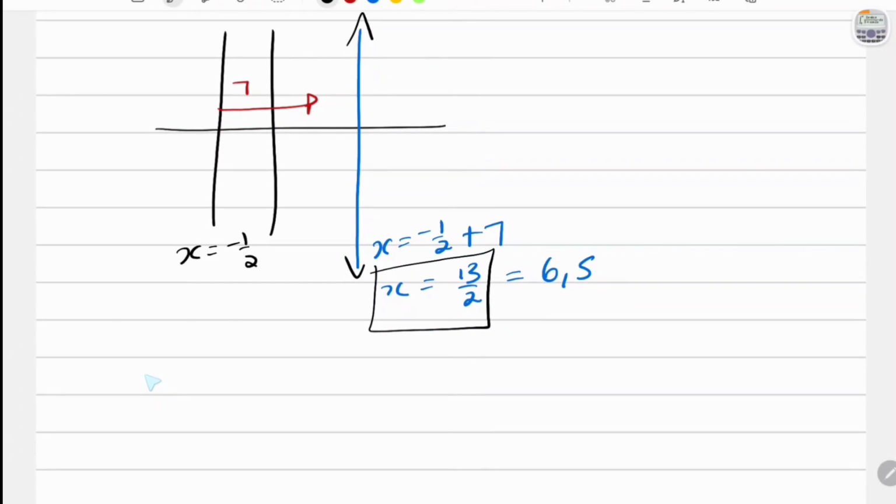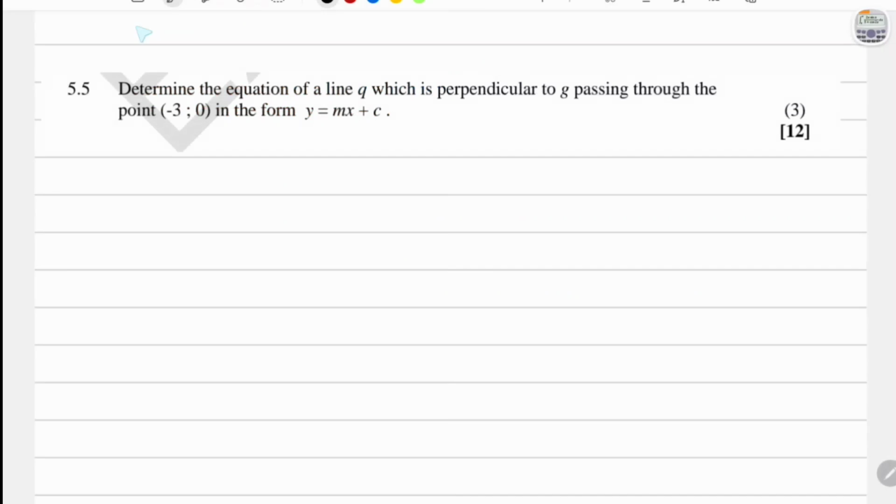So really, if you write it calculation-wise, all you'd have written is x is equal to -1/2 plus 7. And so therefore, x is equal to 13/2 or 6.5. It's fine, and that will be your answer. So it's only for 1 mark. I just explained in more detail just so that you'd understand what's going on there. Moving on to the next question.